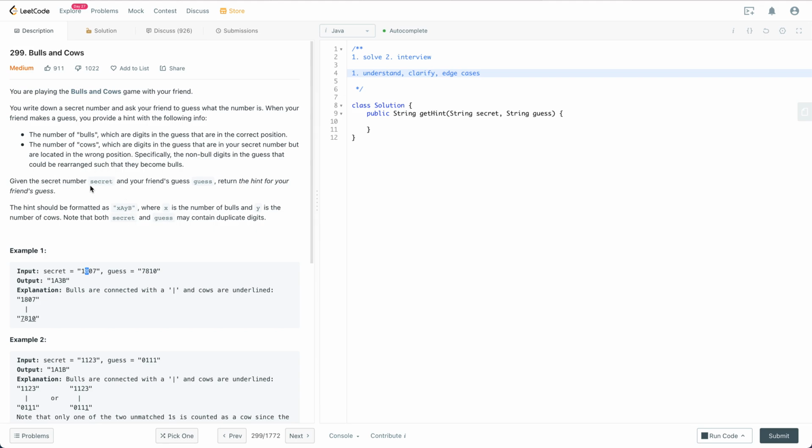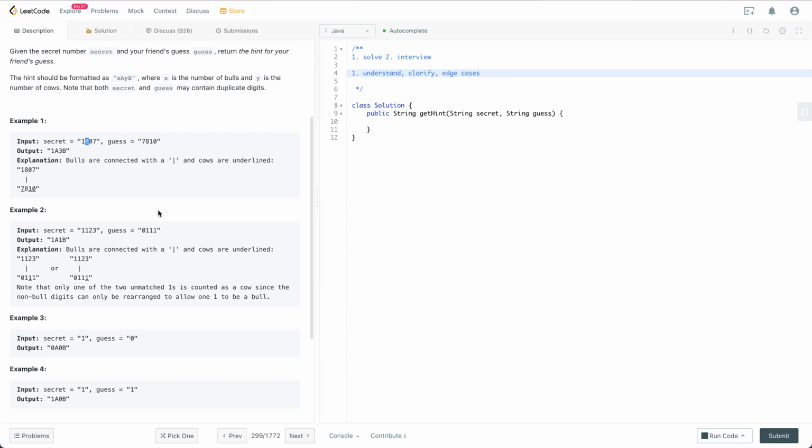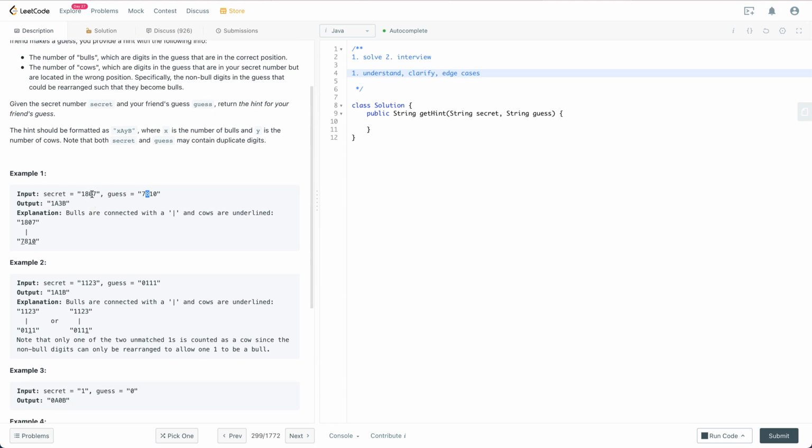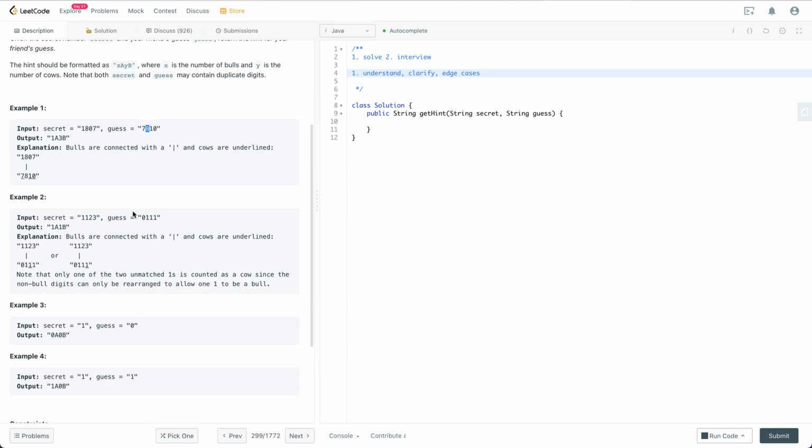So given the secret number, secret, and your friend's guess, return a hint for your friend's guess. The hint could be XAYB, where X is the number of bulls and Y is the number of cows. So let's see. If we have 1807, the bulls is 1, because there is a match, which is this 8, and the cows is 3, which is 1, 0, 7, but in the wrong positions.